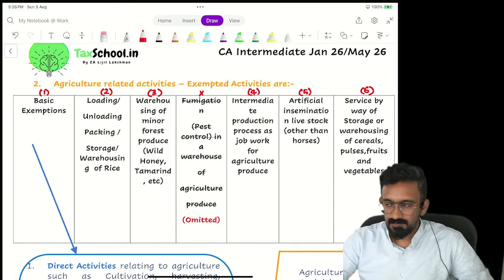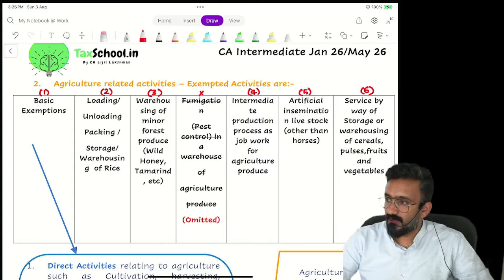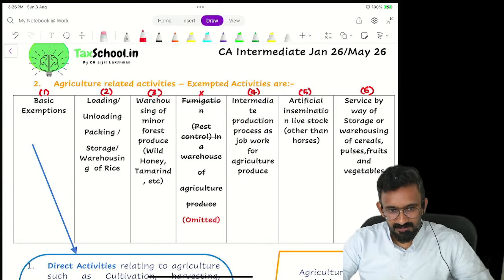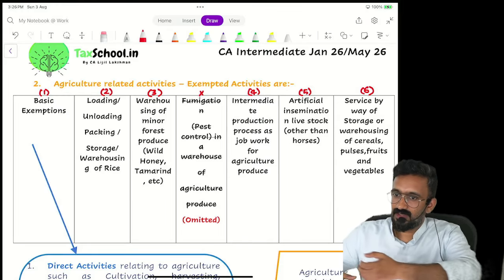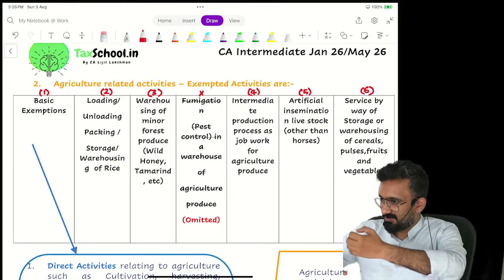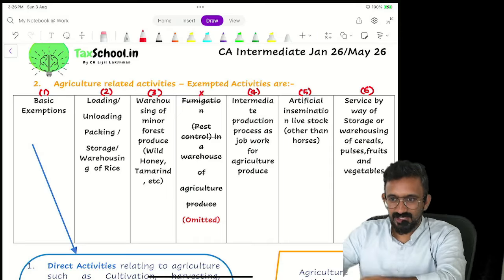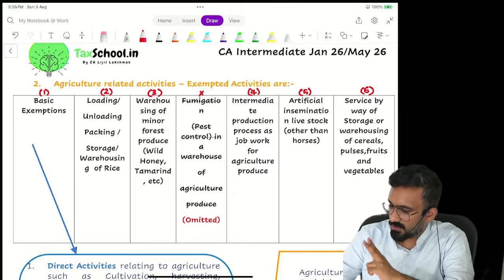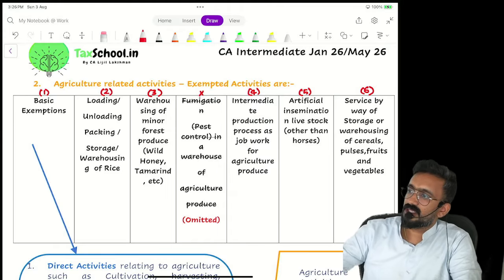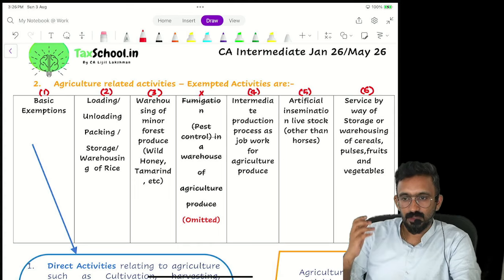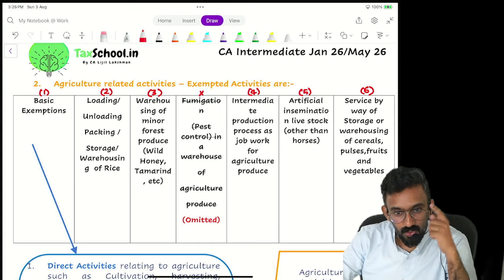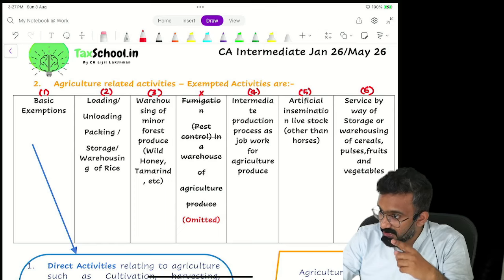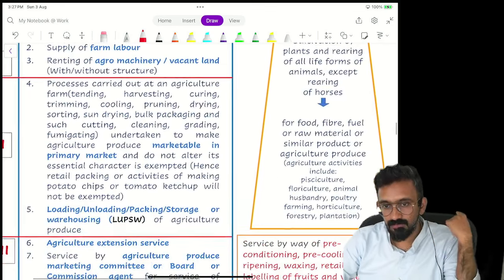Let me give you an example. In a paddy farm, how do we take out the paddy from the plant? We do threshing. We cut the plant, then we do threshing. The paddy comes out. Right? There are 2 ways in which threshing can be done. One, I can invite people to come inside my farm. They do the threshing. The paddy is prepared there. If it is done in the agriculture farm, it will be covered under point number 4 here.